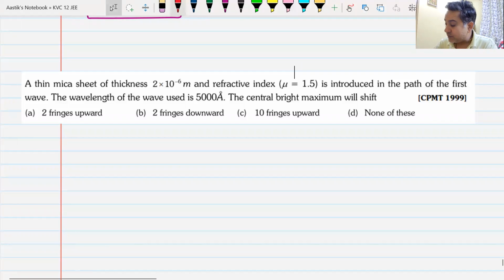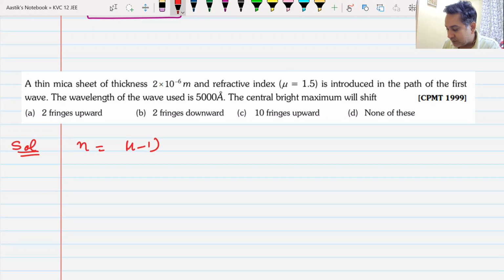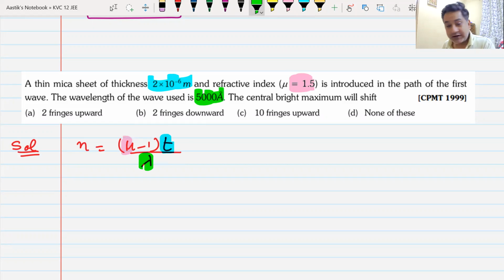So what formula do I need to apply? Straightforward. Number of fringes shifted is mu minus 1 times t divided by what? D or lambda? Divided by lambda. Mu is 1.5, t is this thing, lambda is this thing. You can calculate and you will get the number.